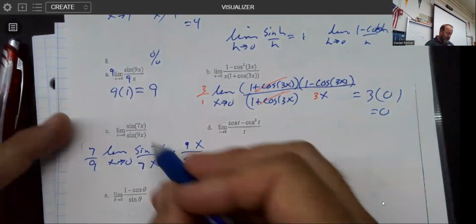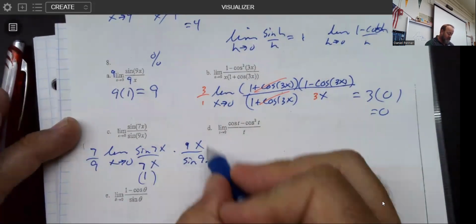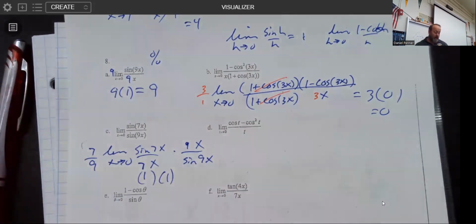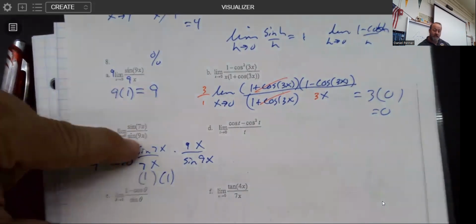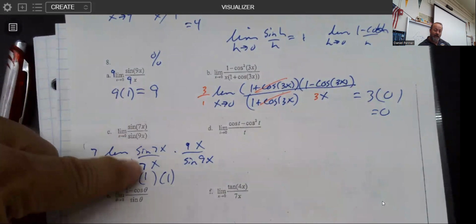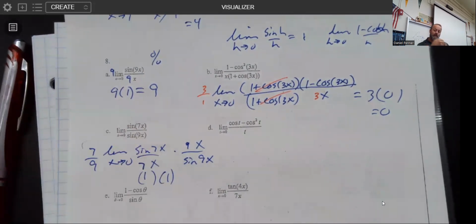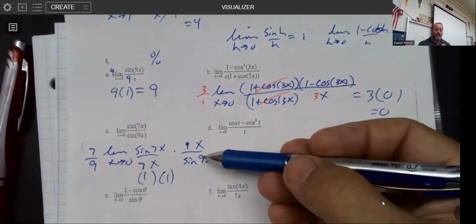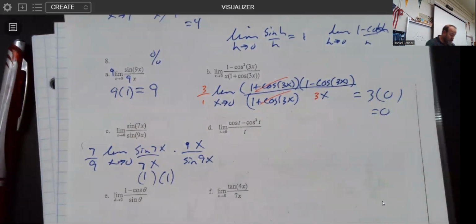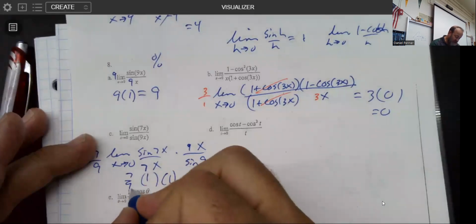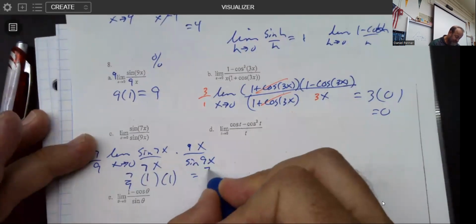And this limit right here is 1. This limit is also 1. Because remember, if the sine of 7x over 7x is 1, it would mean that they are identical top and bottom. The only way a ratio can be 1 is if the top and bottom are identical. And that means if you flip it over, they're still identical. So it looks to me like my limit is 7 over 9 times 1.